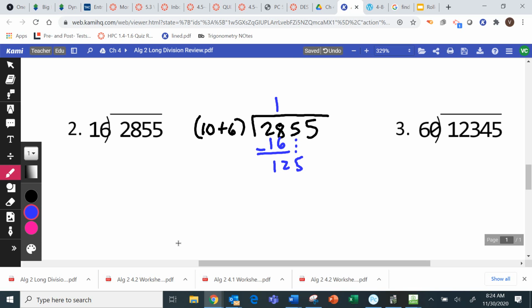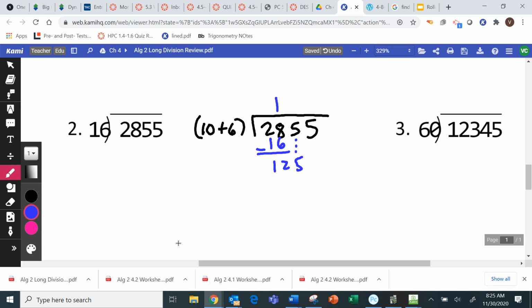Does this bother you a lot? Just think about it as 16, but what we're getting close to doing is something like this. This is what we're really doing today. We're going to do long division with polynomials. There's going to be x's and stuff in it. So that's why I'm trying to show you how it works with numbers. Doing it with letters is not going to work any different.